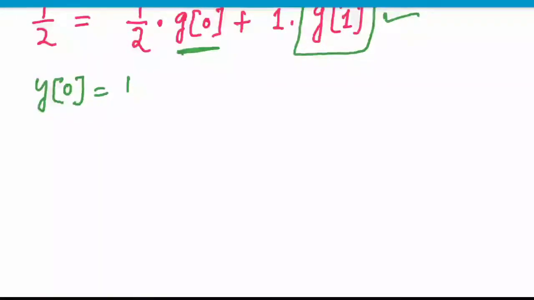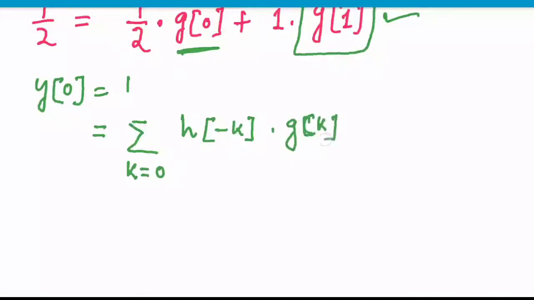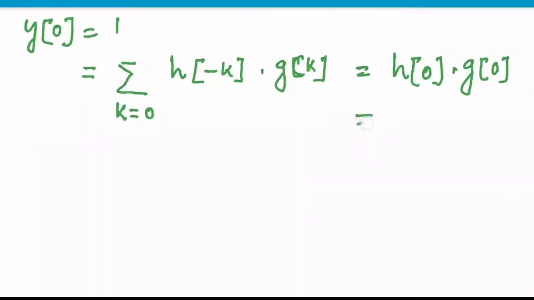So what will be y of 0? This will be the summation from k equal to 0, with only one term, because here n is 0, so h of 0 minus k into g of k. So this will be h of 0 into g of 0, which is equal to 1. So 1 is equal to h of 0, which is half to the power 0, that is 1, into g of 0. So we get g of 0 equal to 1.